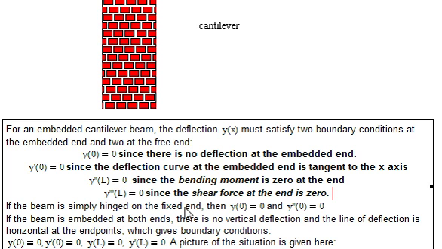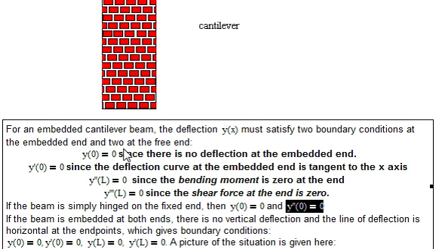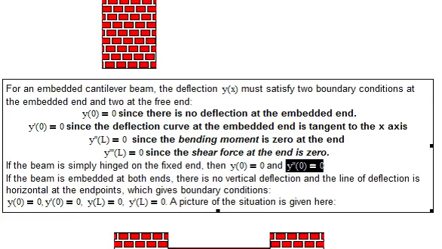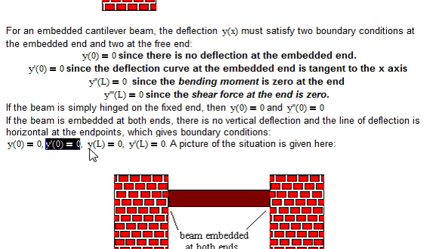So if the beam is simply hinged on a fixed end, then y of 0 equals 0, y double prime of 0 equals 0. So that gives us some boundary conditions. If the beam is embedded at both ends, like this, there is no vertical deflection, and the line of deflection is horizontal at the endpoints, which gives the boundary conditions. Y of 0 is 0, y prime of 0 is 0, y of L is 0, see it doesn't bend at this end either, and the derivative is tangent to the x-axis. So here's a picture of that situation.